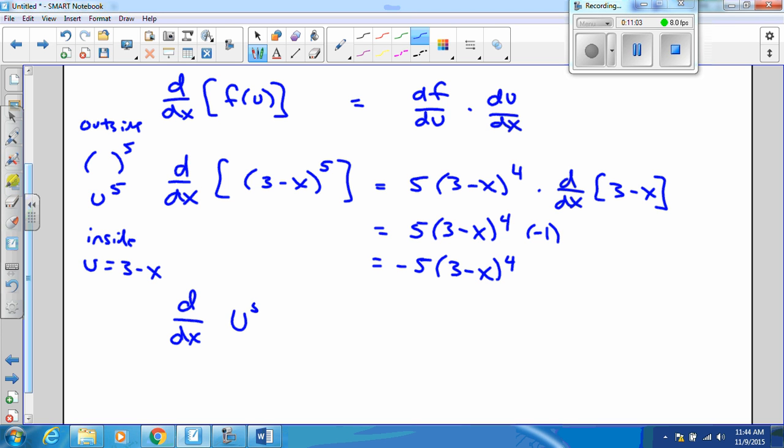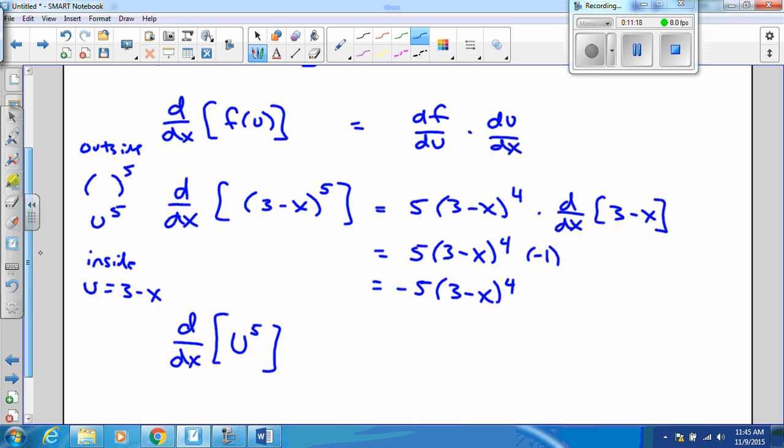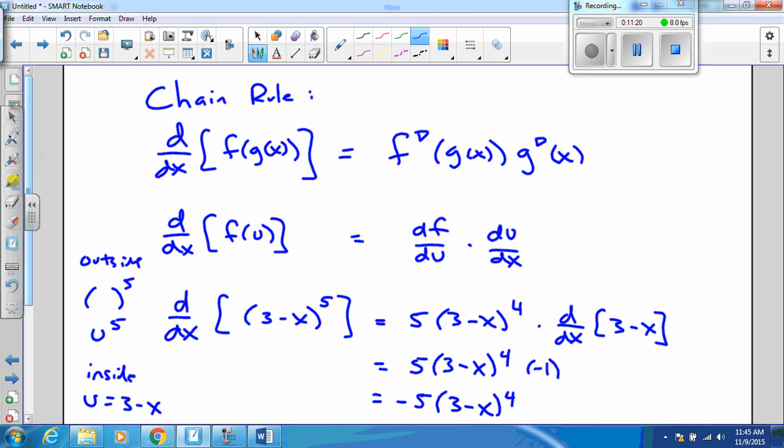This is a little confusing how you jump from the derivative of 3 minus x to the 5th, and then it went 5, 3 minus x to the 4th. I want to see where in the equation that we went over here, where it shows that. Ah, good. Okay.